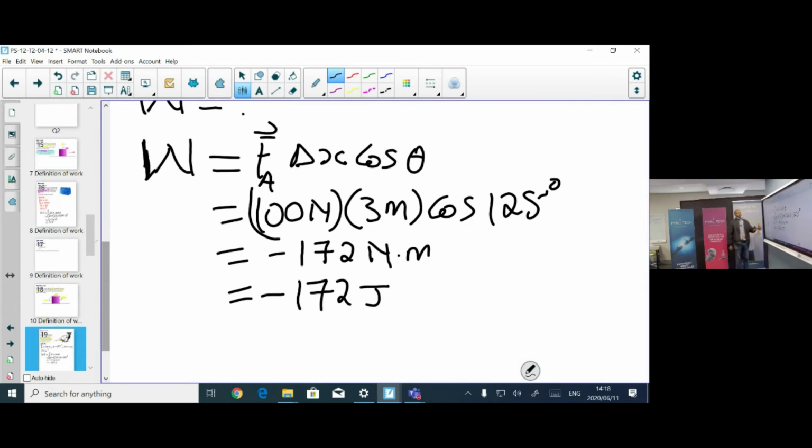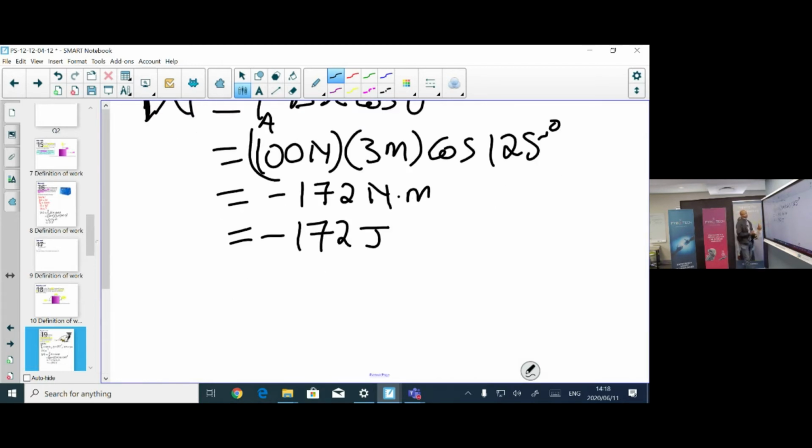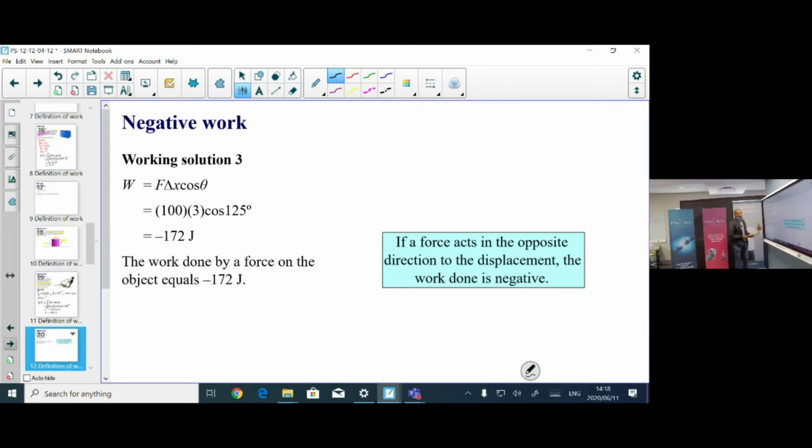I need you to compare my answer with your answer. Okay, let us check here. I need you to look at this. We have 172 joules. We have to follow all the steps because the moment you write the formula, there's a tick on it. When you substitute, there is also a tick. I need you to do what I'm doing so that you can't lose a mark.